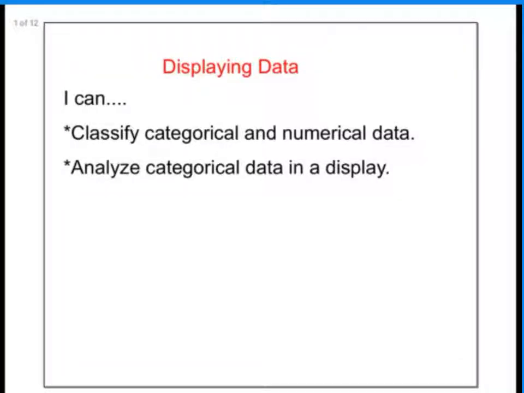Hello, this video is our intro to data displays. We will be spending about 2 weeks on this unit. We have two main learning targets for this video. First is I can classify categorical and numerical data, and the second is I can analyze categorical data in a display.